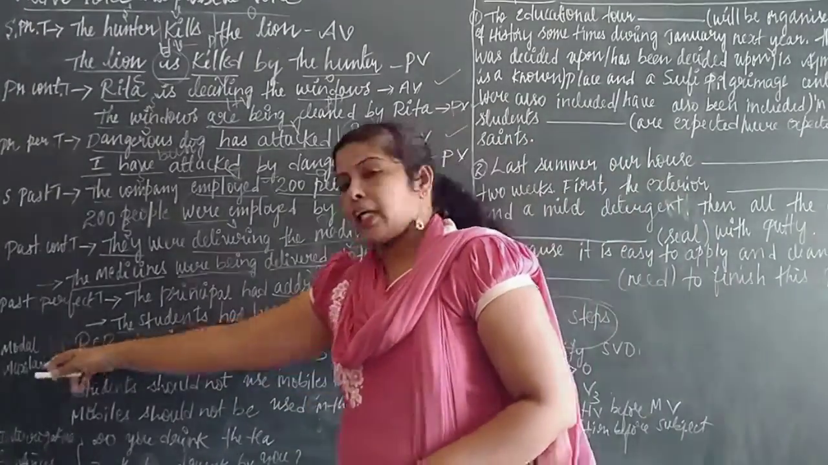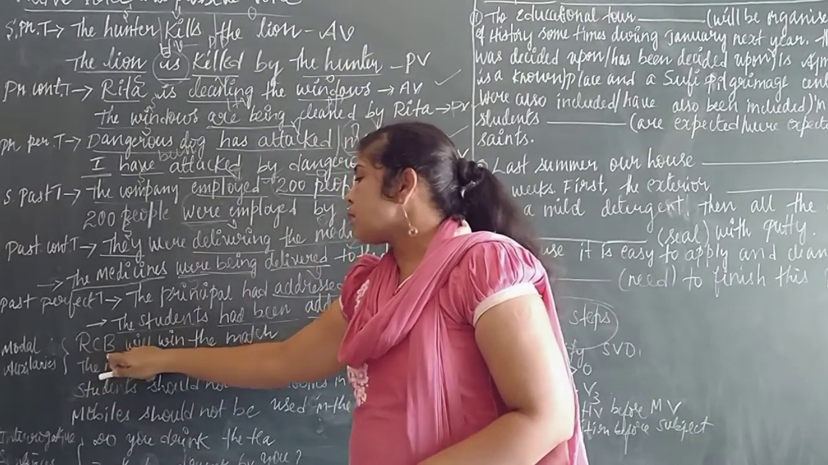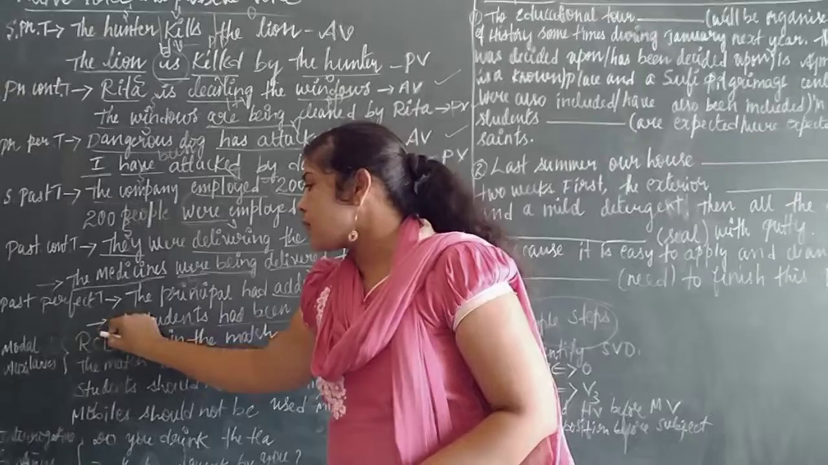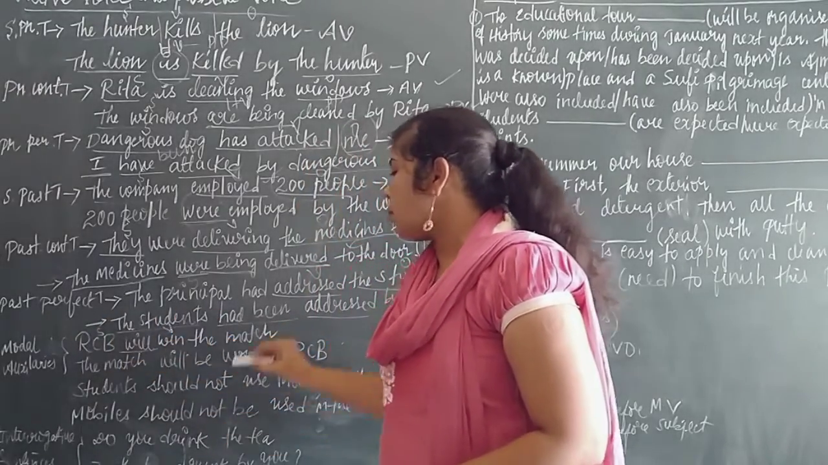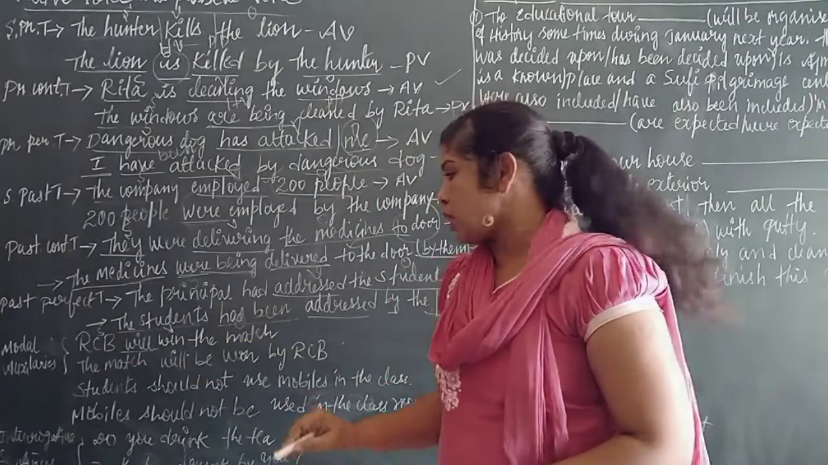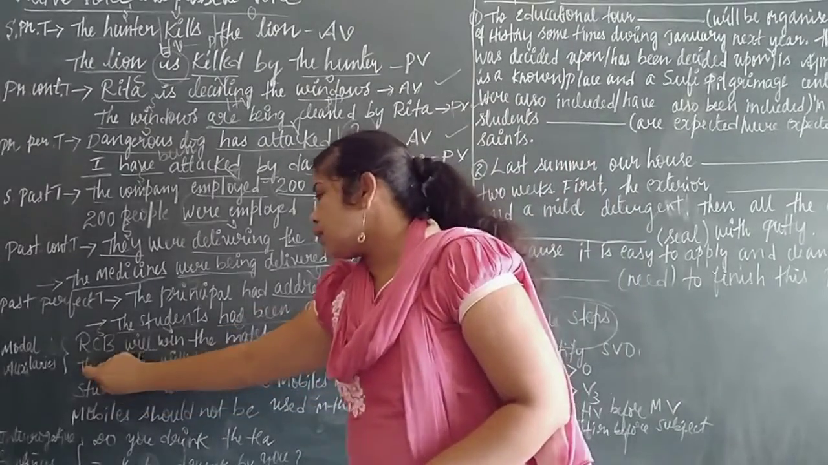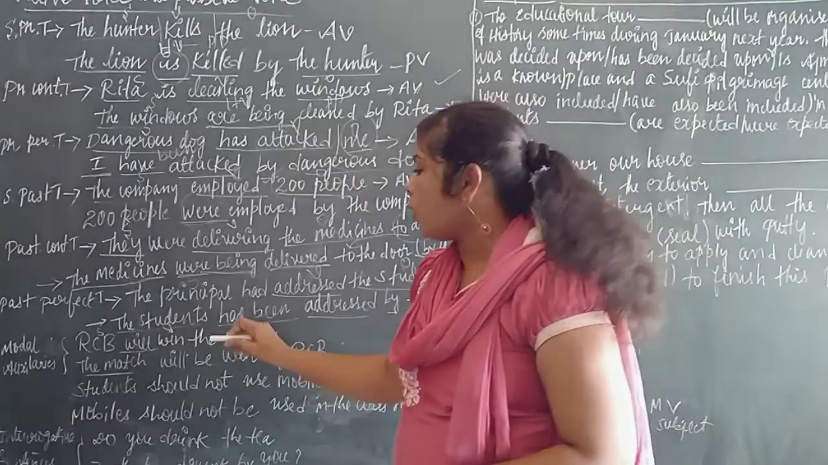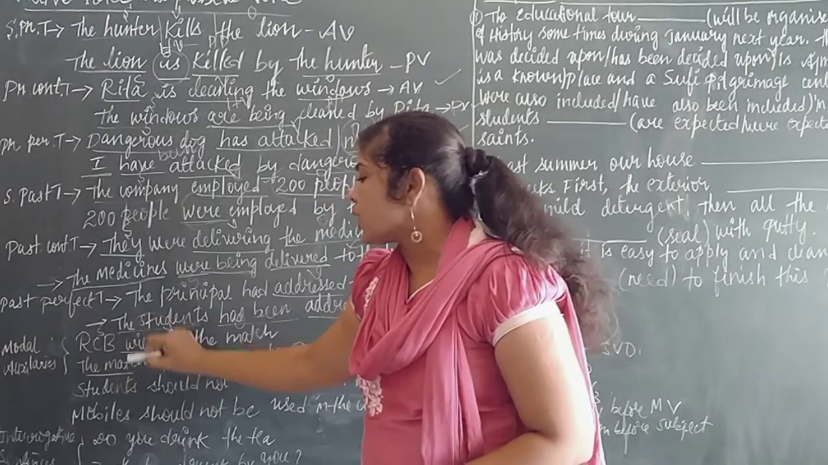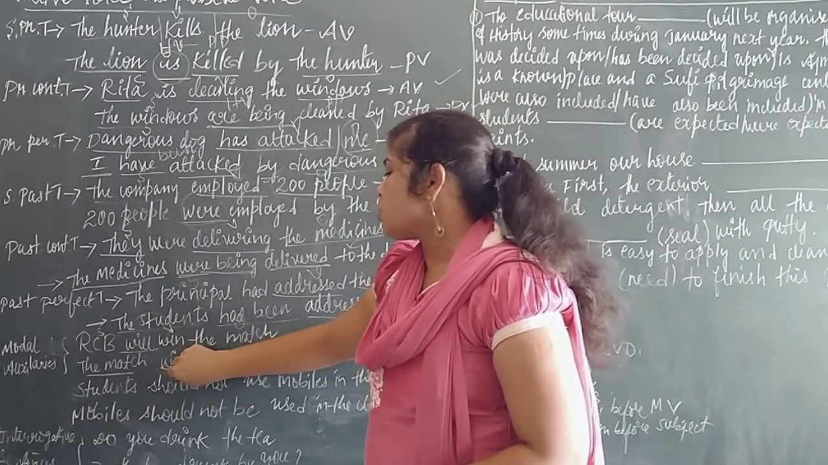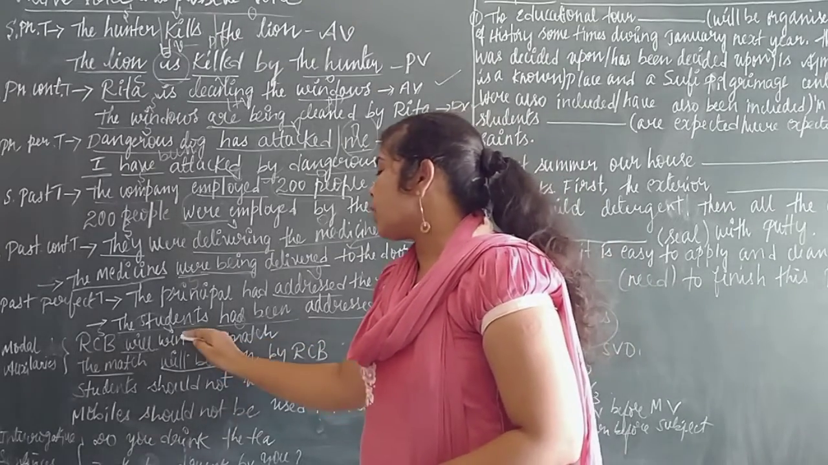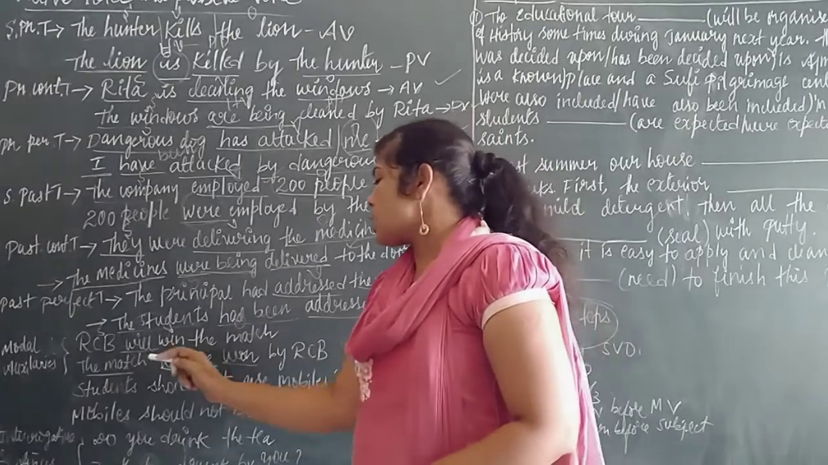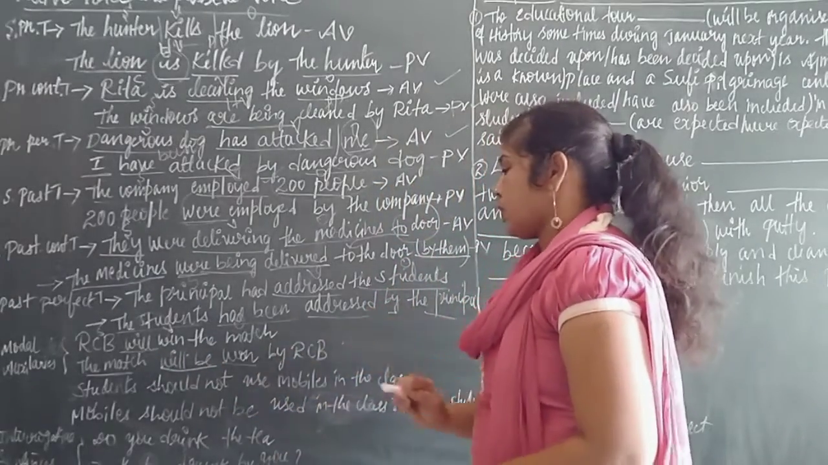Let us take an example. RCB will win the match. Again, RCB is the subject, win is the verb and the match is the object. First we have to take the object, the match. Since it is simple future tense, and will is a modal auxiliary verb, we have to use will be. Again, the past participle of win is won, by RCB. The match will be won by RCB.